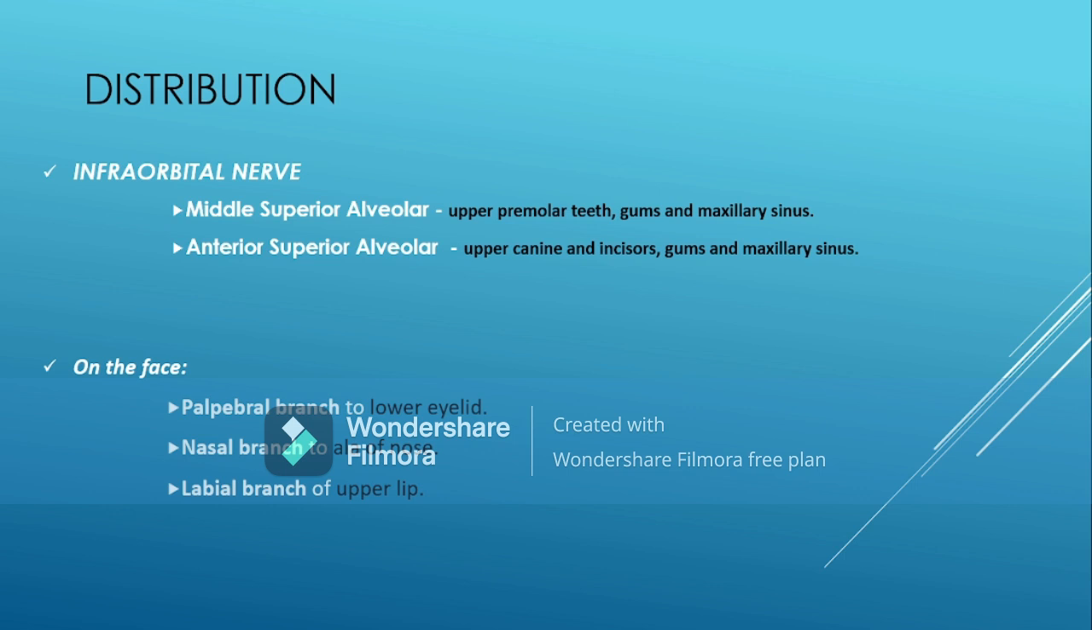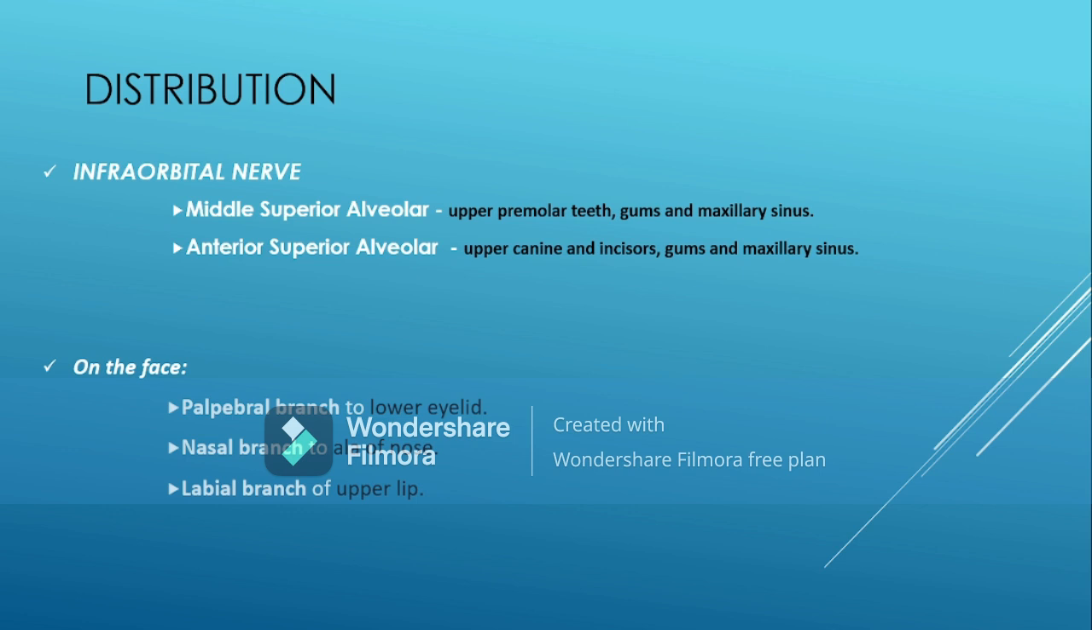Now the anterior superior alveolar supplies the upper canines and the incisors, that is 1, 2, 3. 1, 2, 3 are supplied by the anterior superior alveolar. 4 and 5, these two are supplied by the middle superior alveolar. Additionally, an important point to remember is that the mesiobuccal root of the first molar is also supplied by the middle superior alveolar. So continuing on the face it gives three branches, that is palpebral branch, nasal branch, and the labial branch.